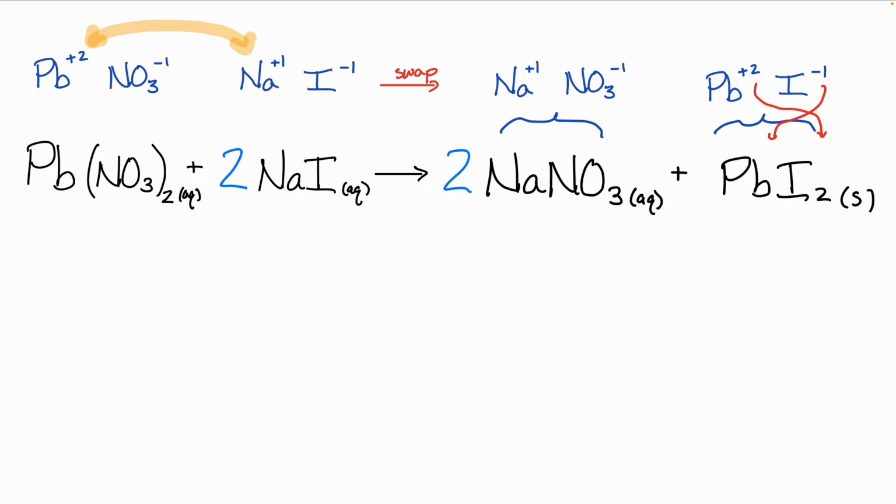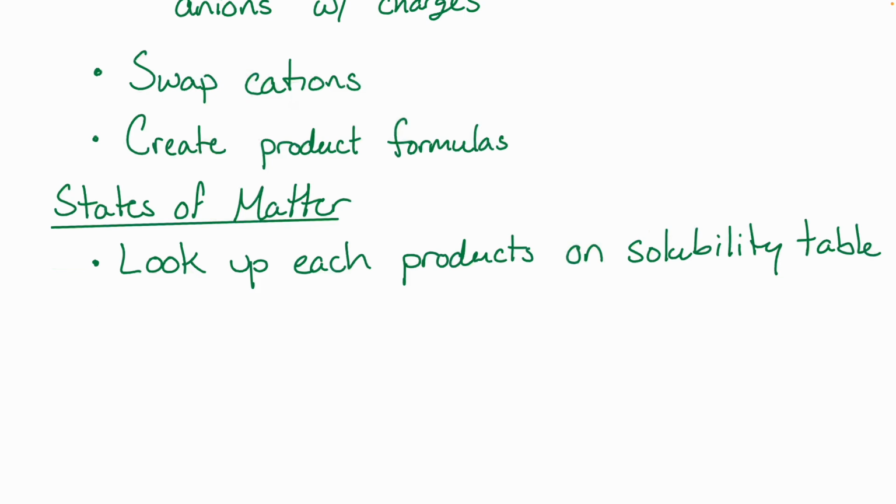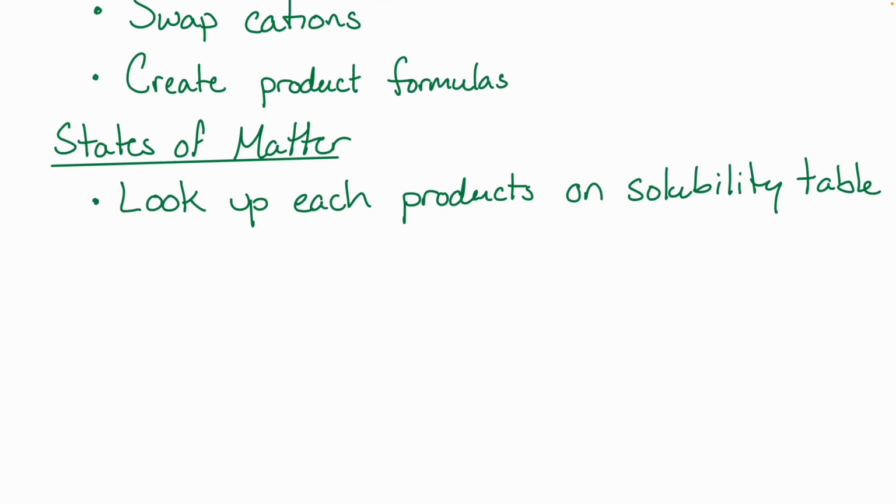All right, so just to kind of finish up our rules here, we said states of matter, look up each product on our solubility table. Soluble means we're going to denote it with what 2 letters? AQ. And insoluble means that is our solid product. All right, and then the very last step so that we can use it is to balance.